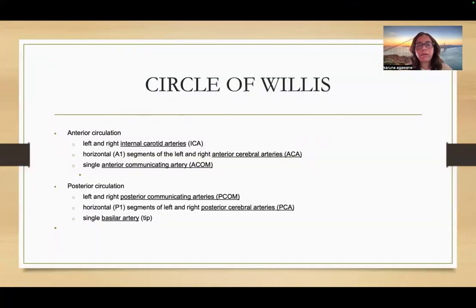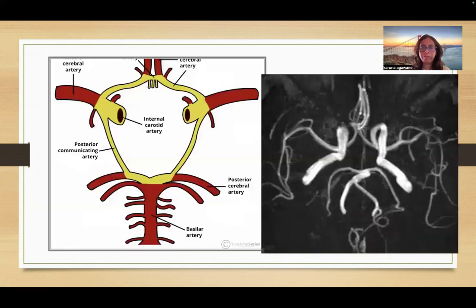MRI angiography comprises the circle of Willis, which is an arterial anastomotic network located at the base of the brain and formed by the anterior and posterior circulation. Anterior circulation comprises the left and right internal carotid arteries, A1 segments of the left and right anterior cerebral arteries, and a single anterior communicating artery. Posterior circulation comprises the left and right posterior communicating arteries, P1 segments of the right and left posterior cerebral arteries, and a single basilar artery.